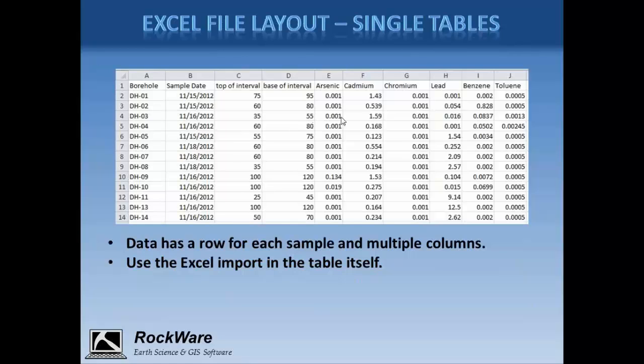Here's an example of how this kind of data might look, and this may be a very common format that people get. Each row in the spreadsheet is for a single borehole, and it has multiple columns of measurements. And this particular example is time-based data. It has the borehole ID, a sample date, a top and a base of an interval, and then listings for multiple components. So this is a very different layout than we used in the bulk Excel import for T-data, and this is probably a more common layout that you'll get.